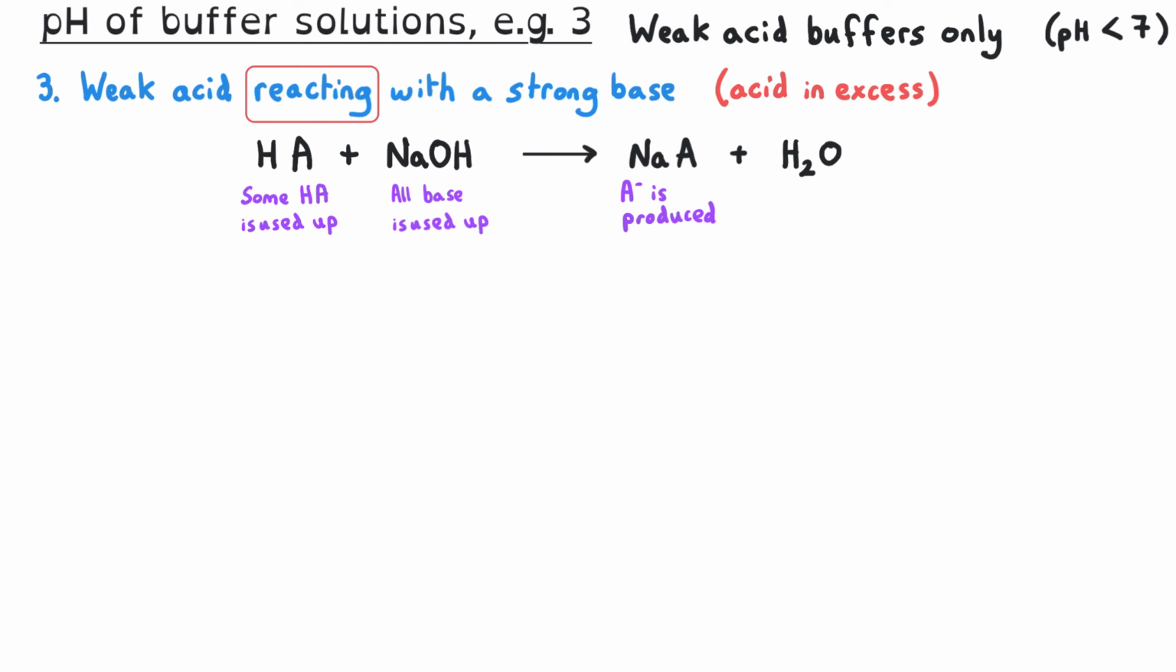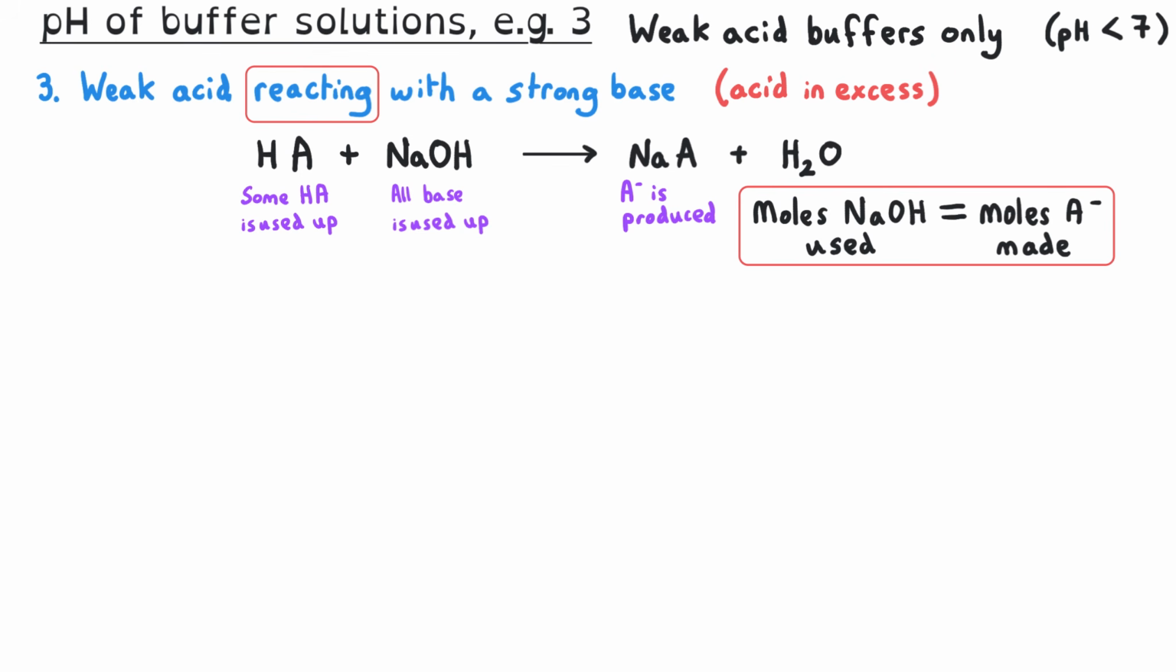Now the water produced is not relevant, but what is relevant is the A minus that is produced. Since all the coefficients in the equation are 1, however many moles of strong base are used, that will be the moles of salt that are produced. There is often a mark in an exam question for recognizing this. So it's always worth stipulating that you've calculated the moles of sodium hydroxide used, for instance, and that will be the same as the moles of the salt formed.